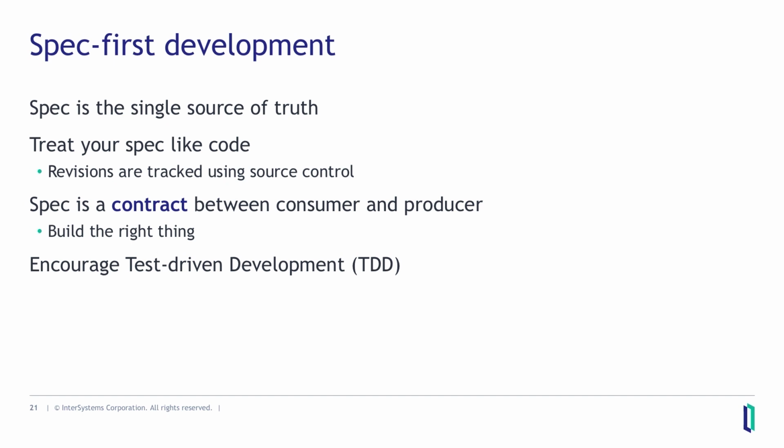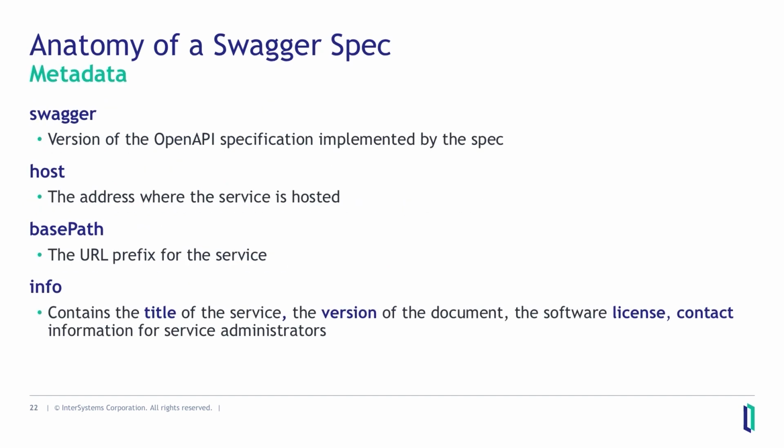So let's take a look at how we can actually develop a service this way. But first, we're going to need kind of a crash course in the Swagger format. We have to concern ourselves with what's in one of these documents now, because we have to write one.